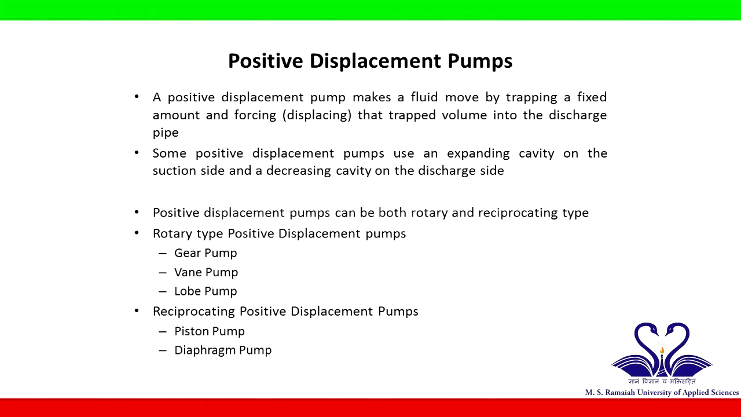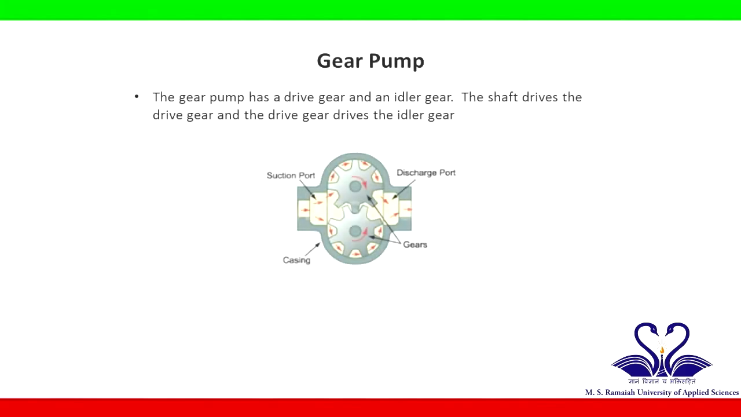Gear pump, lobe pump, vane pump, etc. are examples of rotary type positive displacement pumps. Piston pump, plunger pump and diaphragm pump are examples for reciprocating positive displacement pumps. The gear pump has a drive gear and an idler gear. The shaft drives the drive gear and the drive gear drives the idler gear.